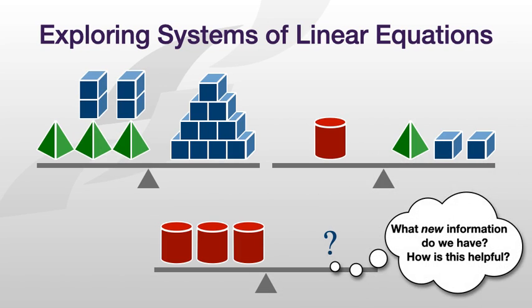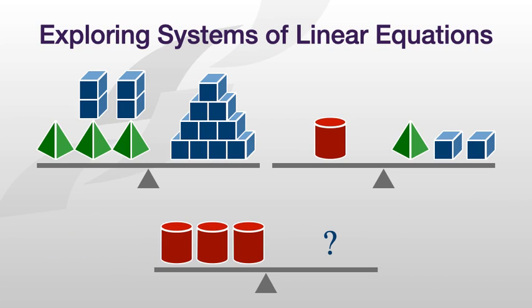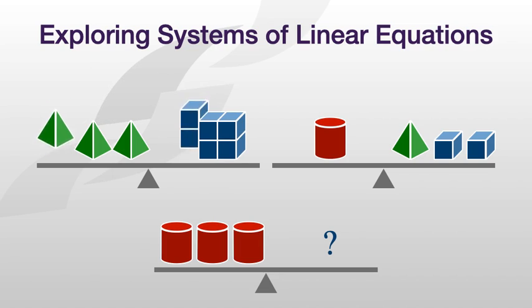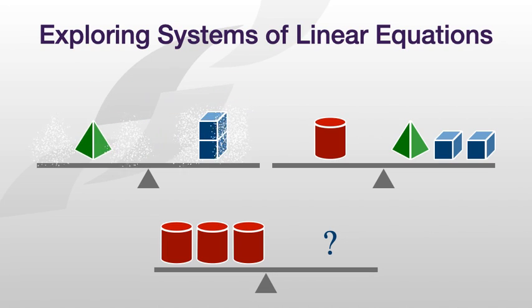What new information do we have? How is this helpful? The scale on the left now relates the weights of only two shapes, pyramids and cubes. We can reason that if 3 pyramids and 4 cubes balance 10 cubes, then 3 pyramids must balance 6 cubes. If 6 cubes balance 3 pyramids, then 2 cubes must balance 1 pyramid. Once more, we can substitute one shape for another, replacing one pyramid with 2 cubes.